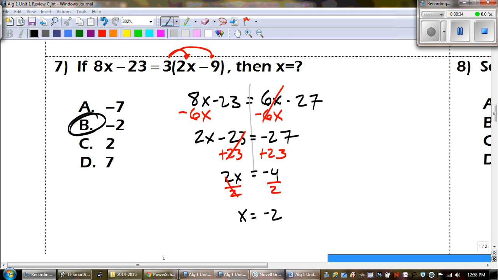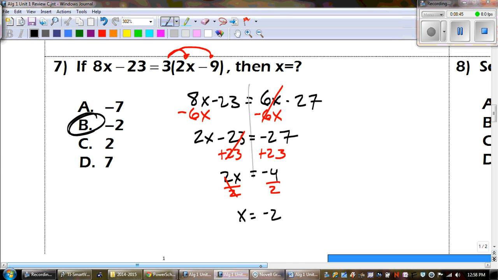Okay, so you should have added 23 to both sides and then divided by 2. Don't forget that that's a negative 4. So our answer, x equals negative 2, which is B.